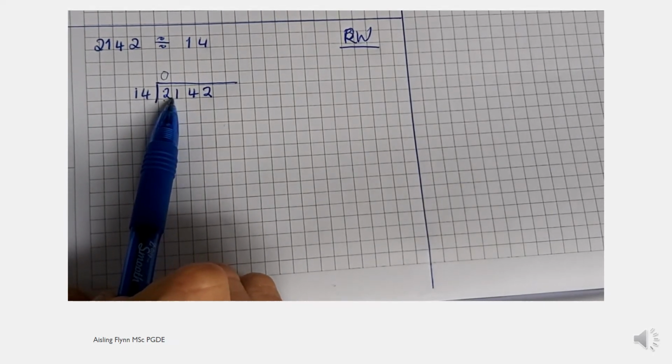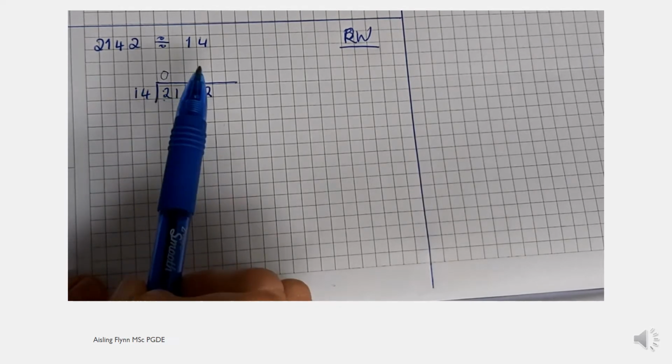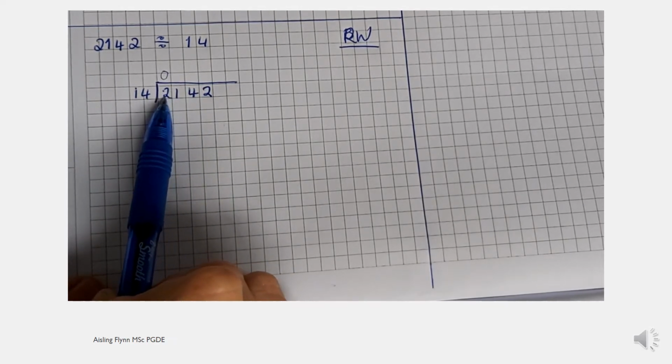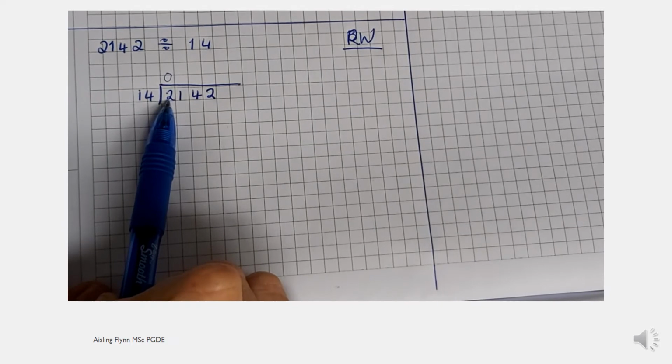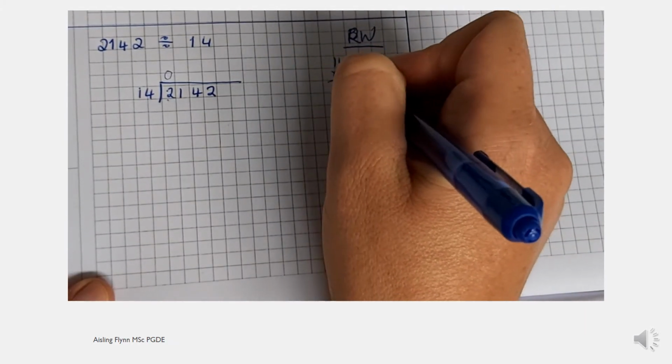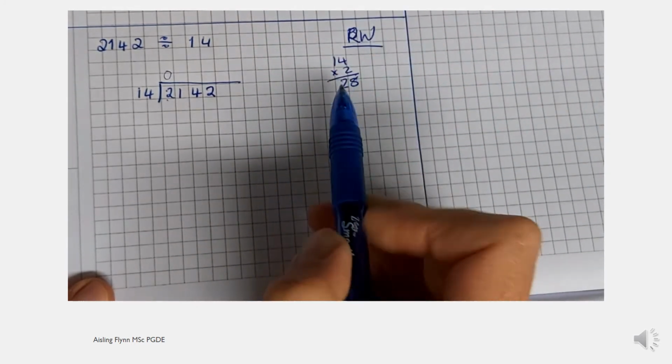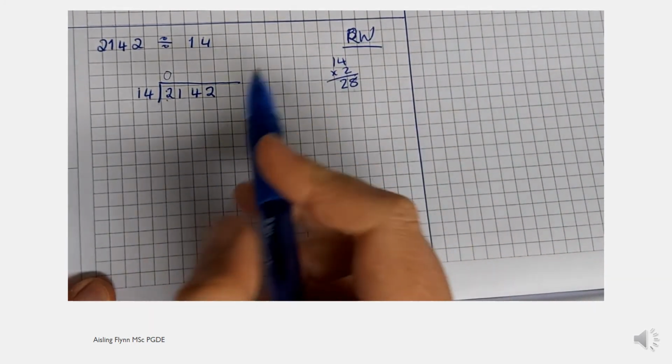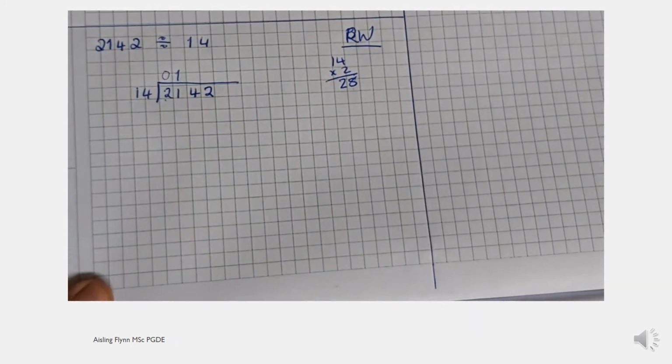How many times? Okay, now if I'm not sure, I can go and check. So it definitely goes in once, maybe twice. I can do some rough work. 14 times 2 is 28, so it doesn't go in twice. It's too big. So it goes in once, right?